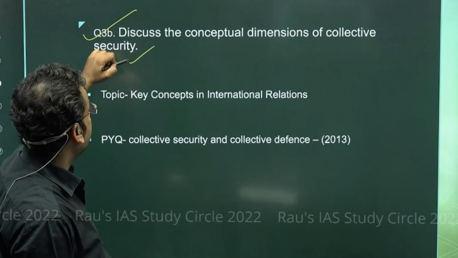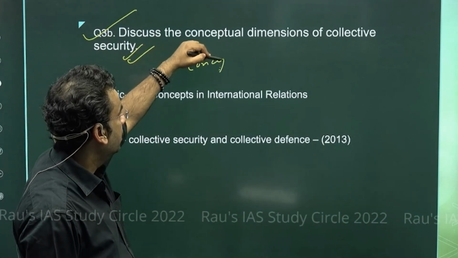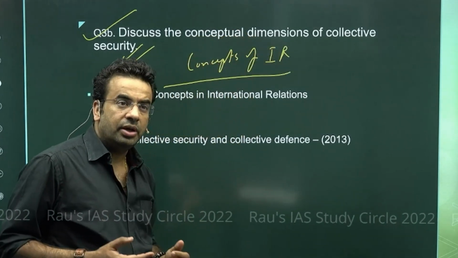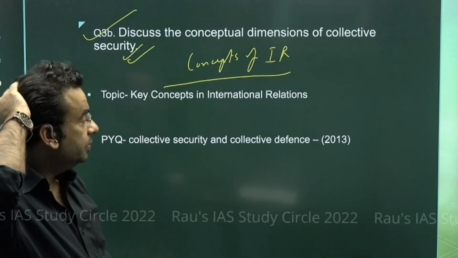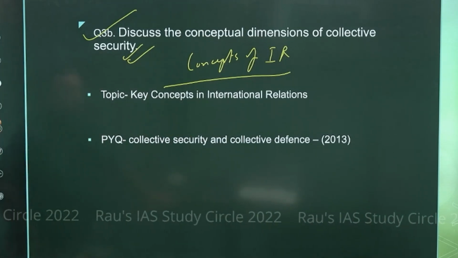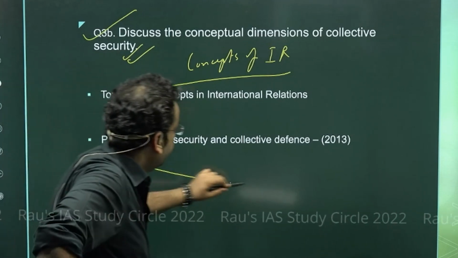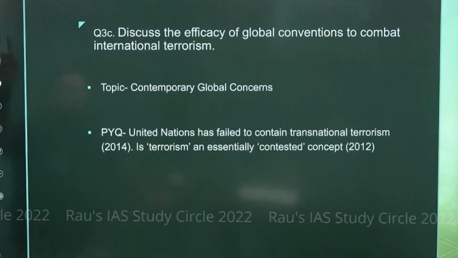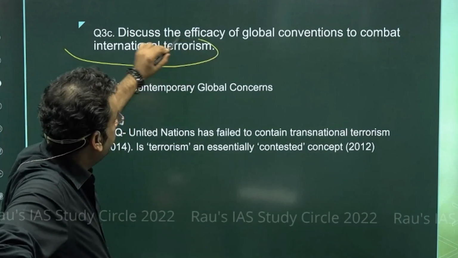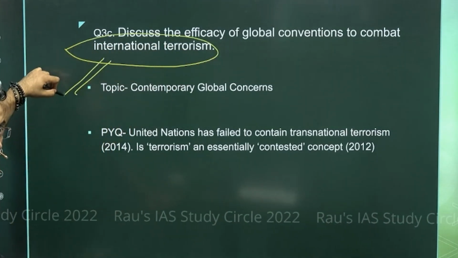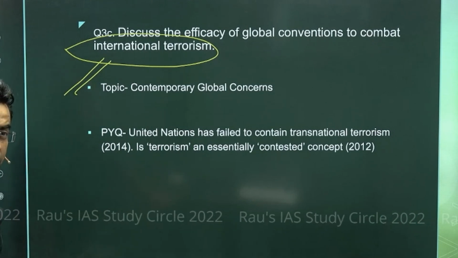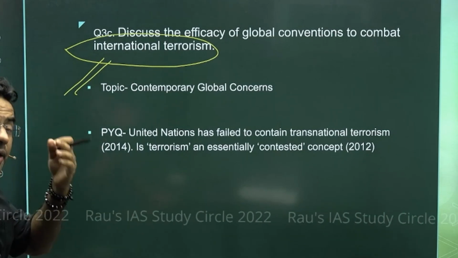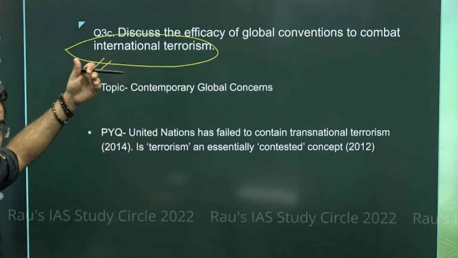Conceptual dimension of collective security, concepts of IR. Okay, concepts of IR: balance of power, collective security, right? So a very direct question. Collective security and collective defense was there in 2013. Efficacy of global convention. India is emphasizing a lot on this issue, with an NSA level meet being organized by us. Since the withdrawal of US from the region, Taliban has come to power, and the emphasis from our side is more on this issue of terrorism. Okay.